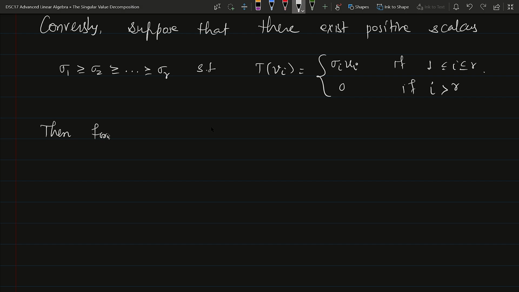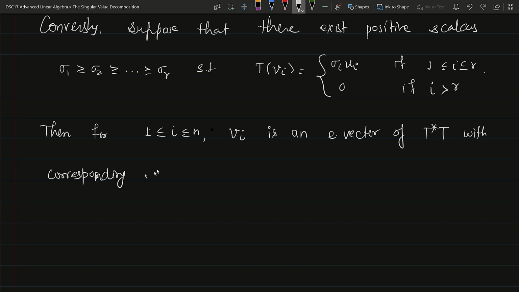then for i running from 1 to n, this vi is an eigenvector of T star T with corresponding eigenvalues सिग्मा आई स्क्वायर. सो यू कैन सी जब कोई भी हमारे पास ऐसा रिलेशन है तो सिग्मा आई स्क्वायर विल बी आइगन वैल्यूज. या फिर आप ये कह सकते हैं कि अगर आप टी स्टार टी की आइगन वैल्यूज को आइडेंटिफाई करेंगे और उनका स्क्वायर रूट लेंगे देन यू विल हैव योर सिग्मास.